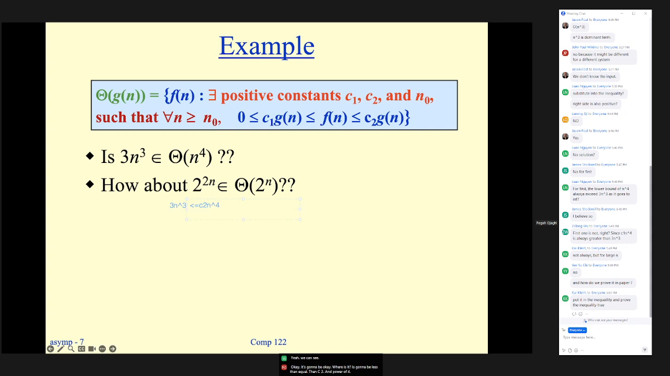Okay, let's go down. So you understand what's going on here, am I right? Let's do something. I say n is natural, so it's going to be positive. Let's divide everything by n cubed. So it's going to be 3 less than or equal to C2 n. Does it make sense?